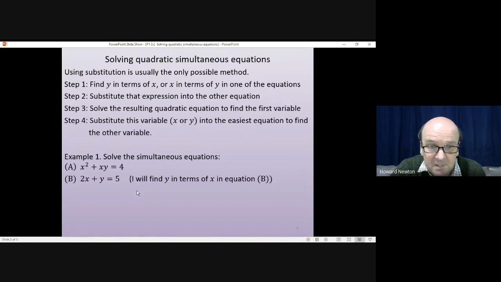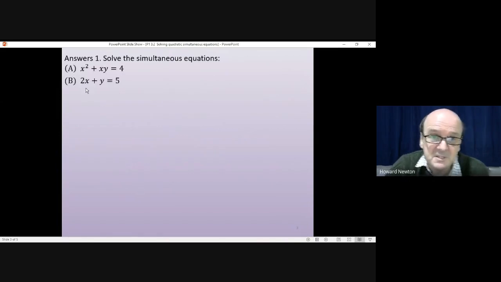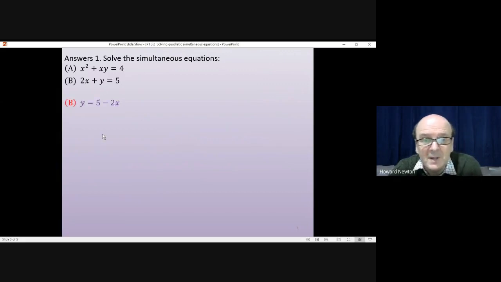Okay, let's have a look at these. So I said I'd use the second equation, B, because it's the simplest one. It's the easiest equation. And also, it's by far easier to find y in terms of x. All you have to do is move the 2x to the other side, and then you've got y written in terms of x. y is 5 minus 2x.